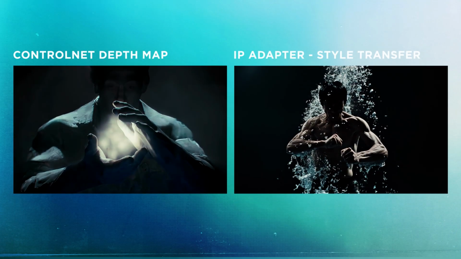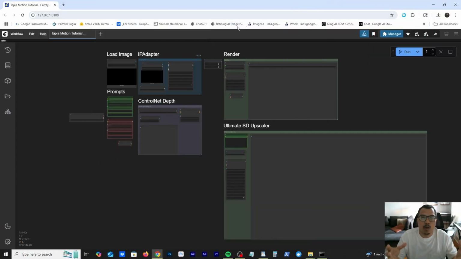So we're going to mix IP-Adapter and ControlNet together in order to make a totally new shot that's based on the look and feel of this whole film. So here's my workflow. It looks complicated, but once you get into ComfyUI, AI image generation, AI video generation, you'll get it.